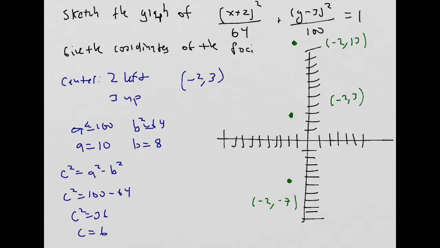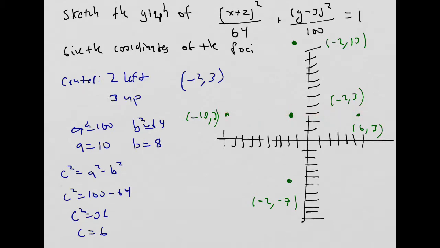Now for the minor axis, in this case b is equal to 8. So from the center, we're going to move 8 units to the right and 8 units to the left. That makes these points (6, 3) and (−10, 3). As we see here, from this point we move 8 units to the right, and then 8 units to the left.